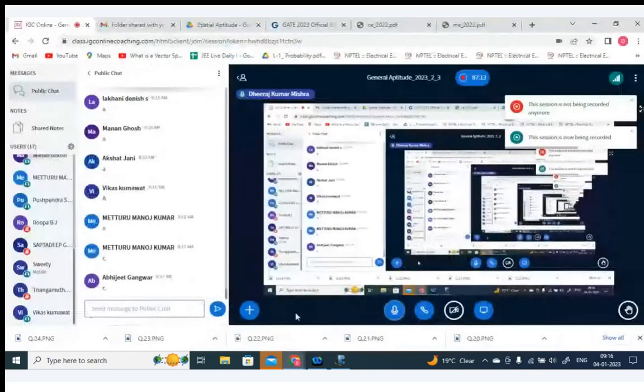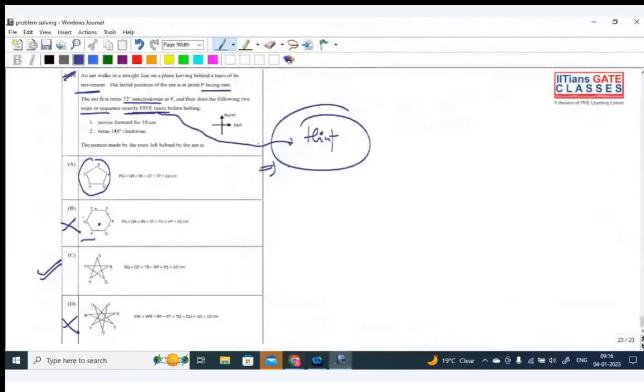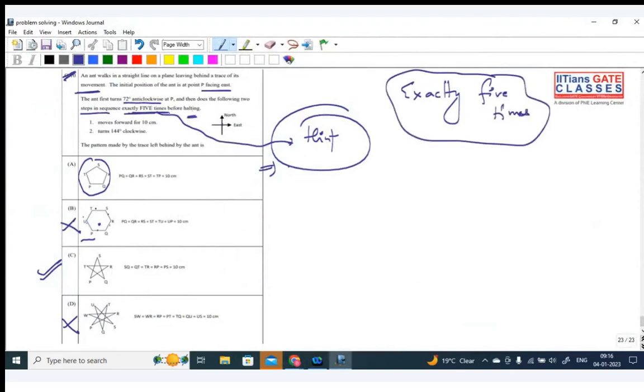Yes. This is the hint, okay? Exactly 5 times, okay? Before halting, okay? And these are the moves, okay? Move forward for 10 centimeters and then move 144 clockwise, okay? So first you can see here, I suppose this is at P, so it goes 72 degree, then 144 like this, yeah. So this can be correct, yeah.